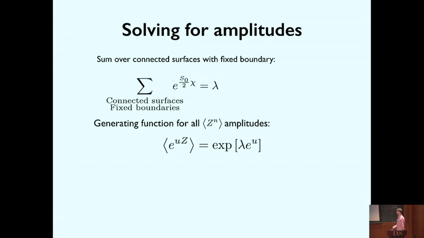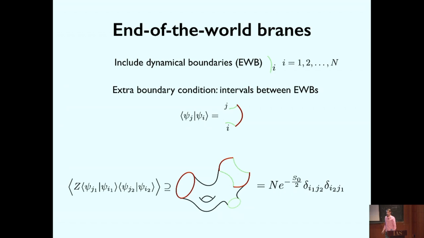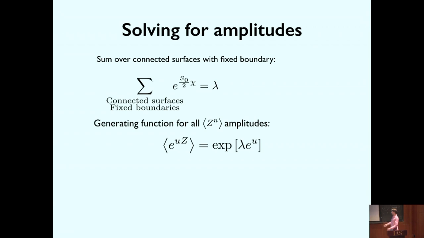I'll skip it. What was capital N here? So capital N is the number of species of these end of the world branes. I think Douglas called it K. I changed most of my notation to match Douglas, but I missed that one. Sorry. Okay.